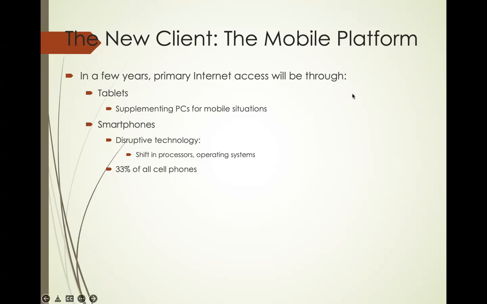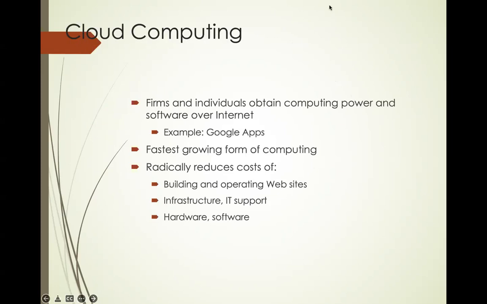Okay. The next one is cloud computing. For cloud computing, firms and individuals obtain computing power and software over the internet. Such as the Google Suite that you can just use, or the Microsoft Suite as well that is cloud based. So in cloud computing, commercial software is also on the cloud as well.